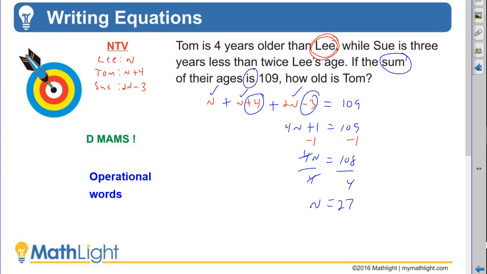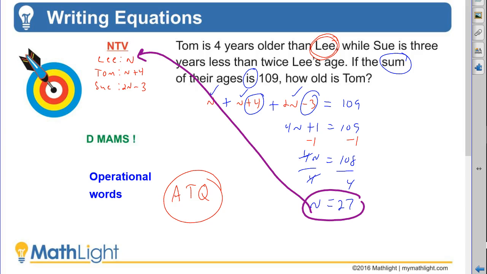Now here's the last thing you've got to do. Make sure you ATQ. Make sure you ATQ. And what is that? Answer the question. All right, so it asks, how old is Tom? Did we find Tom's age? No. See, because I named the variable, my chart tells me that n is clearly Lee's age. How do I get Tom? Well, my chart tells me add 4 to Lee. How old is Tom? Tom's got to be 31.